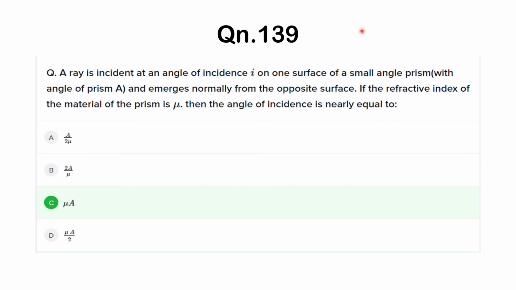Let's go to the next question. A ray is incident at an angle of incidence I on one surface of a small angle prism with angle of prism A and emerges normally from the opposite surface. If the refractive index of the material is mu, then the angle of incidence is nearly equal to. The answer is option C.